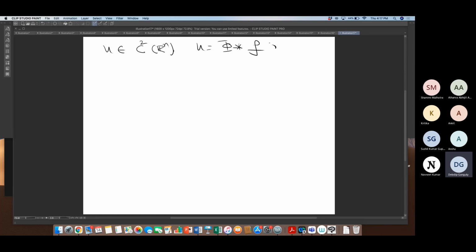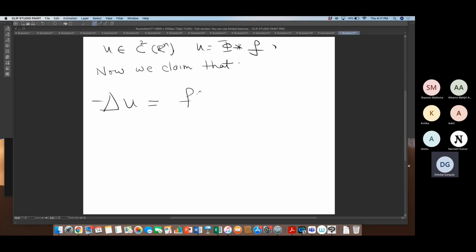Now the difficult part. Now we claim that Laplacian of u minus u is equal to f of x for every x in Rn. This is a difficult one. So for that you have to blindly take the Laplacian of u. What will be the Laplacian of u? That is the sum from i equal to 1 to n of del square u by del xi square.